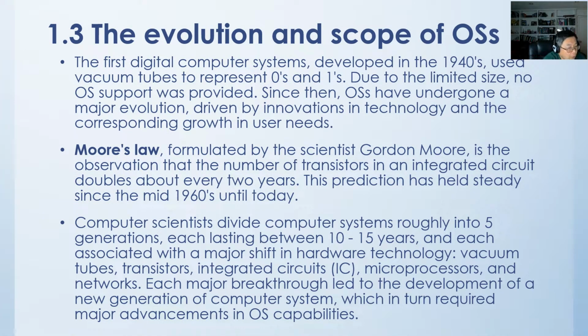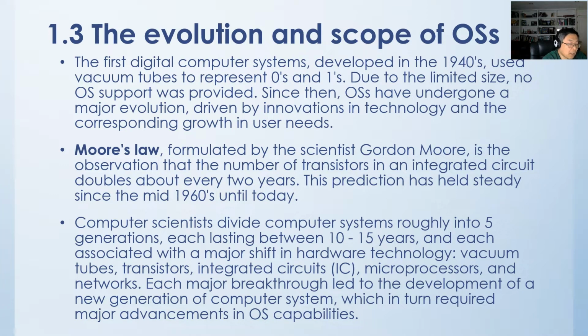The evolution of computer operating systems is closely related to the development of computer technologies. The first digital computer systems, developed in the 1940s, used a technology called vacuum tubes. It's an old technology now, but it was cutting-edge at the time. The vacuum tubes were used to represent the binary digits, 0s and 1s. Due to the limited size, no operating system support was provided at the time.